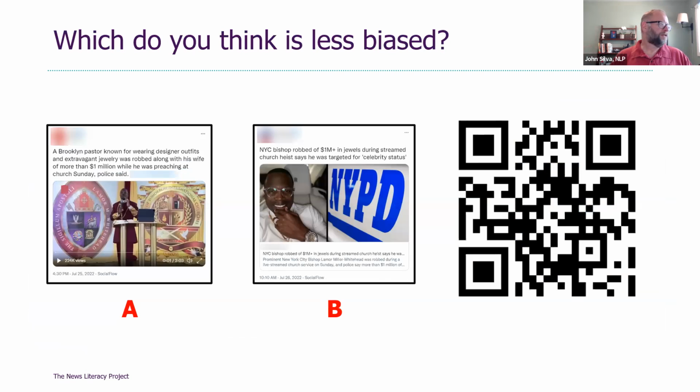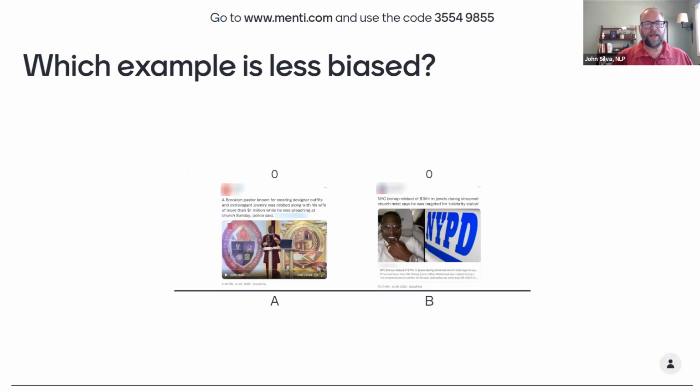This is on Mentimeter, and we're going to ask you to go ahead and take a look at that. So we would probably look towards example A as being more biased than article B, right? Because A includes things like the pastor is known for wearing designer outfits and extravagant jewelry. So one of the important questions is, is that showing some sort of bias? Is the inclusion of that information showing any particular kind of bias, or is it important to the details of the story?